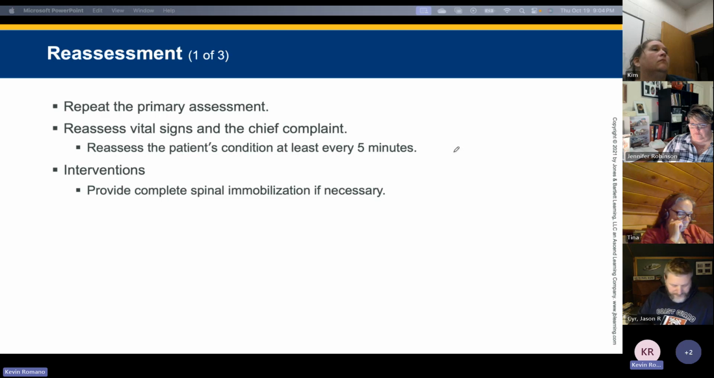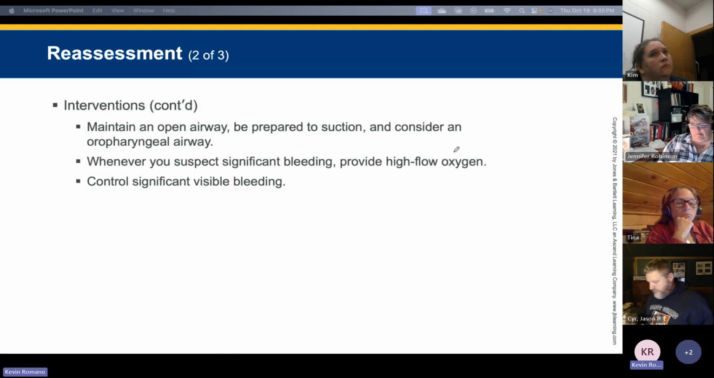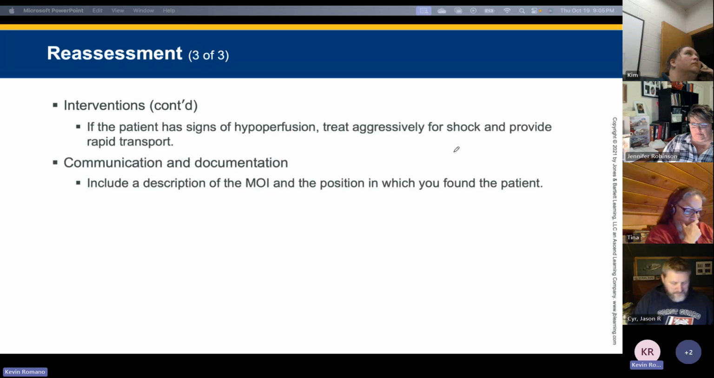with suspected spinal injury. You have to do that head-to-toe assessment with them. You have to actually assess the spine, especially cervical. So we're talking about the head and neck, right? The face and head, neck. And make sure we have CSM checks as well. Make sure you get that neuro assessment if there's head trauma. Maintain an open airway. Whenever you suspect significant bleeding, provide high flow O2 and control any significant visible bleeding.